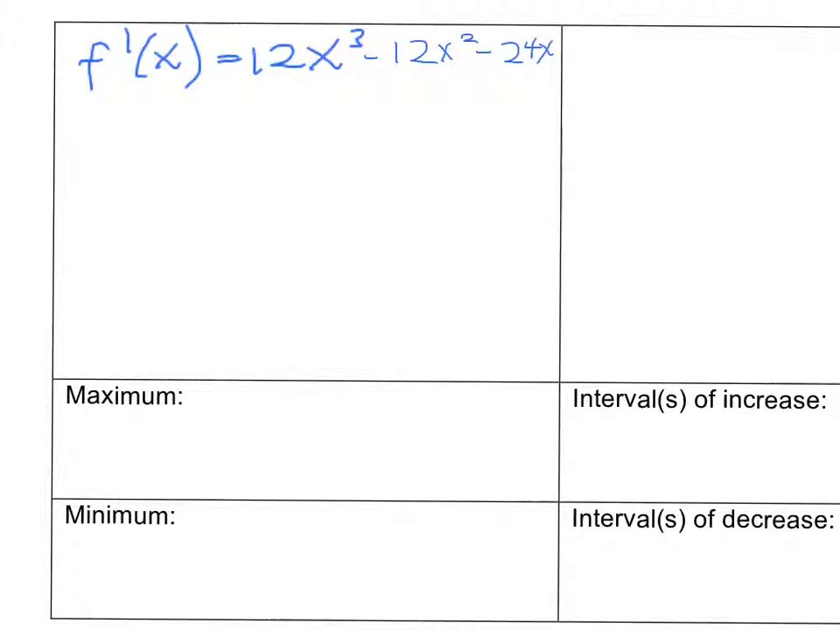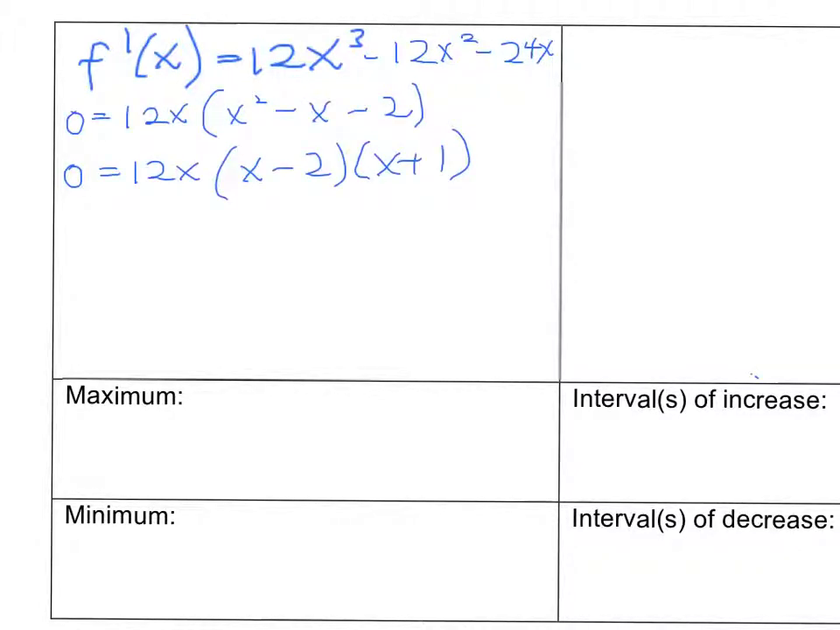Step 2, set it equal to 0 and factor. Once I've fully factored, then solve for x. So here, x can be 0, x can be 2, and x can be negative 1.